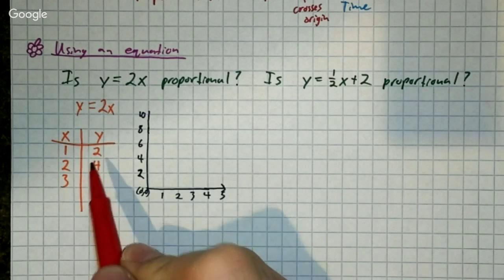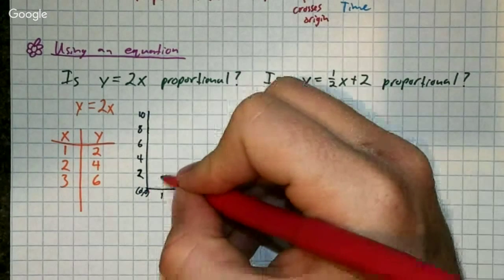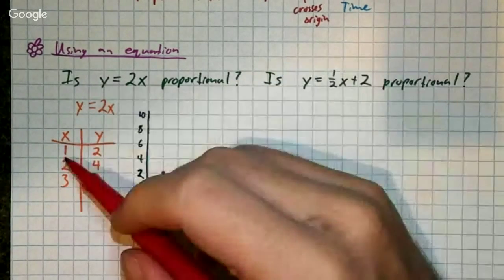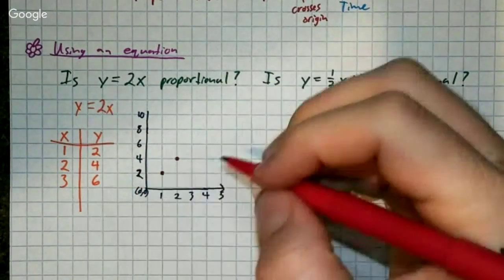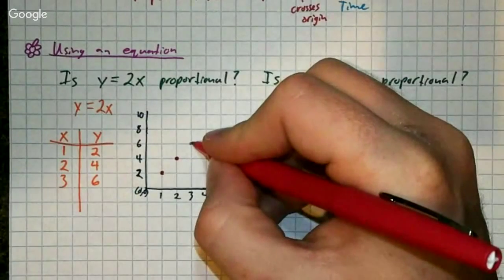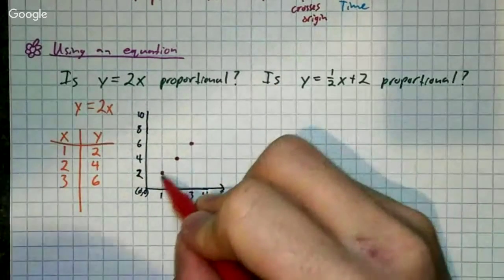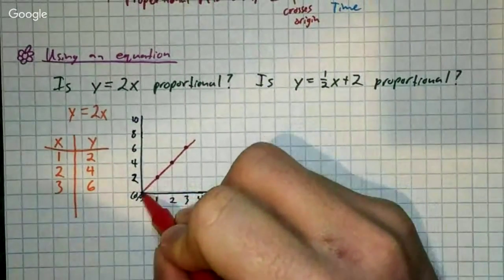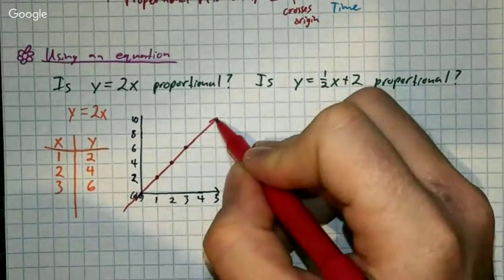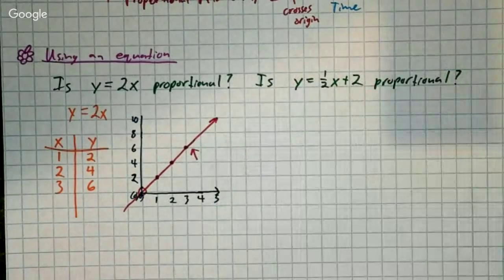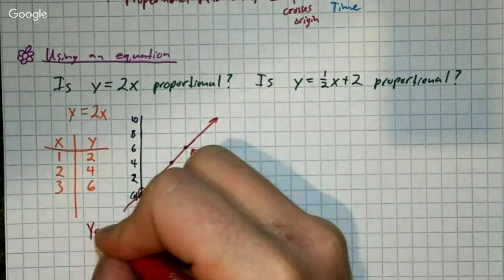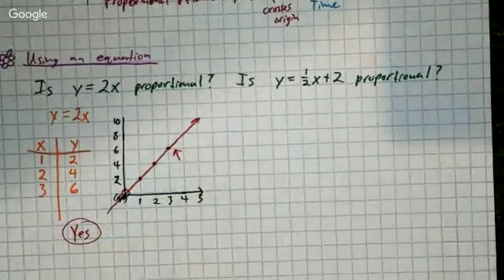1, 2. So one of our ordered pairs is going to be 1, 2. 2, 4. 3, 6. Okay, and then we just connect. And would you look at that? It goes right through the origin and it is a straight line. That means it is, yes, it is proportional.